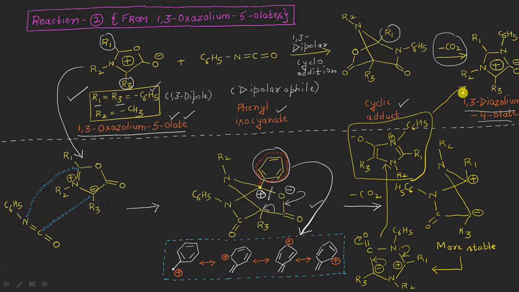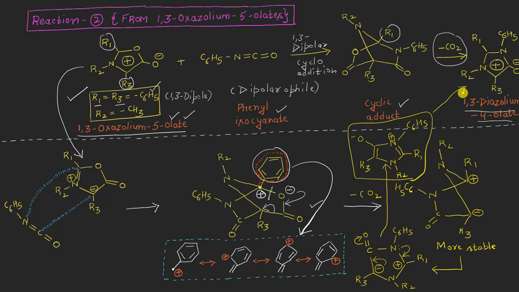So this is the second synthetic reaction for the formation of 1,3-diazolium 4-olates, and in this, our old friend 1,3-oxazolium 5-olate is helping us. Upon reaction with phenyl isocyanate, by a similar mechanism which we have been discussing for the past few lectures, that is a 1,3-dipolar cycloaddition, first a cyclic adduct will be obtained, and after the release of a molecule of CO2, what we get is the mesoionic 1,3-diazolium 4-olate. So this is all about the synthesis.